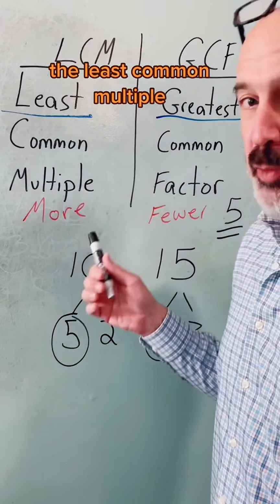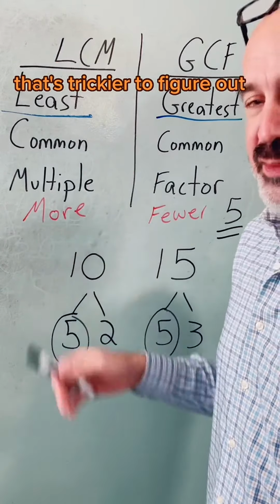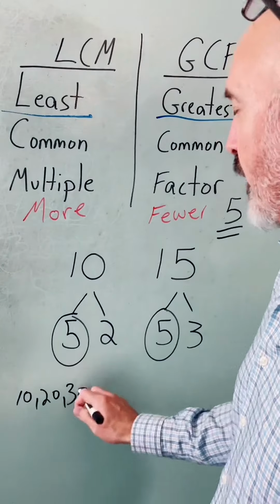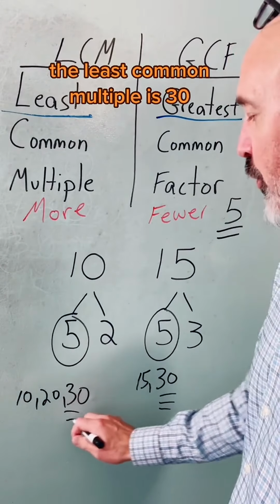The least common multiple, that's the more, that's trickier to figure out. Skip count is one way to do it. 10, 20, 30, 15, 30. The least common multiple is 30.